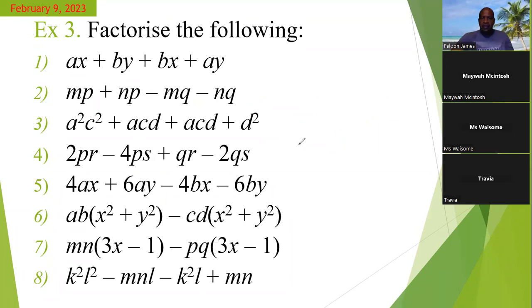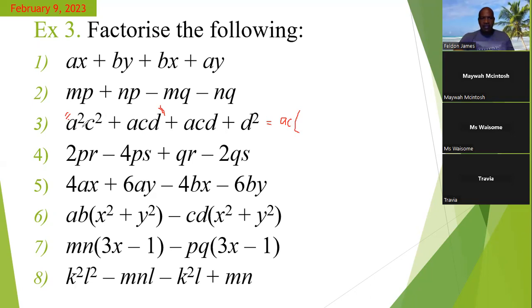For question 3, we're pretty much following the same general trend, looking for a common factor. Anybody can tell me now what would be the common factor here for this first pair? AC would be common. So we pull out the AC as our factor. So we are factorizing using AC as HCF.